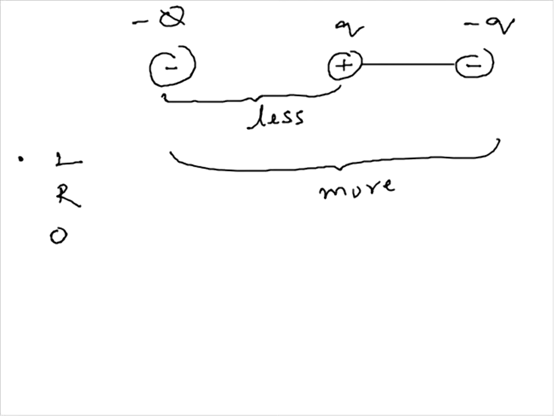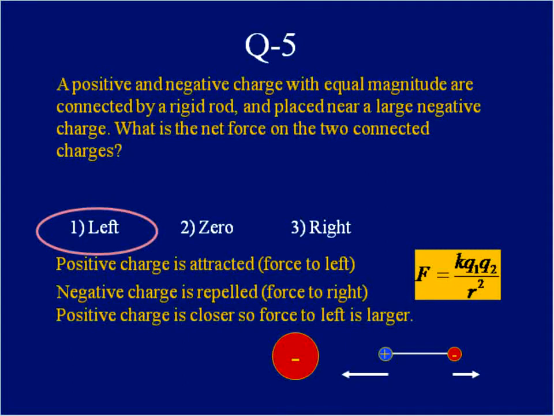Correct. Force of attraction, because distance is less, is more. Force of repulsion, because the distance is more, is less. The forces are not equal, so they will not cancel. I hope it is clear. Have a look at this and let me know if you have any questions.